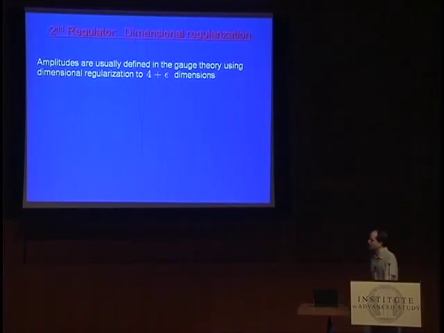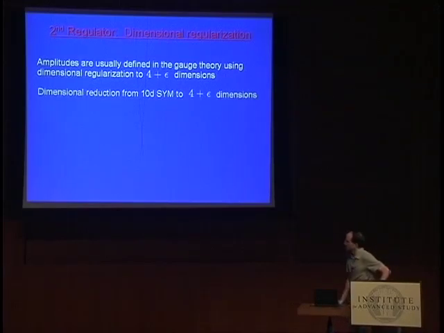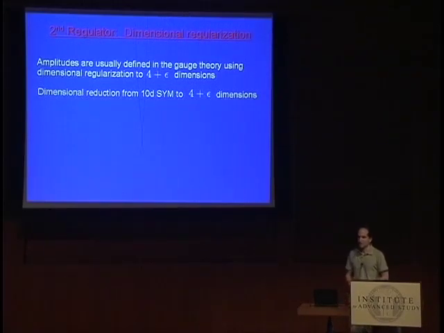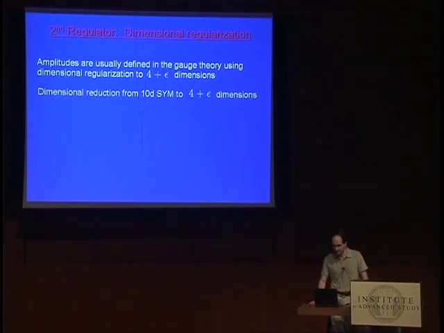And in order to determine this area, to regularize this, you use a new regulator, which is dimensional regularization. Now, people who did perturbative calculations in the gauge theory, they did dimensional regularization by doing a dimensional reduction from 10-dimensional super Yang-Mills to 4 plus epsilon dimensions. And they take epsilon to be positive, and that's a theory which is free in the infrared, so we are slightly above 4 dimensions, so the theory becomes free, and we can certainly define the gluon scattering amplitudes in that theory.